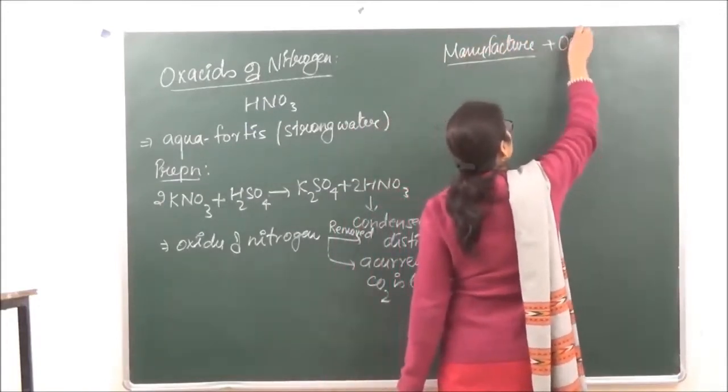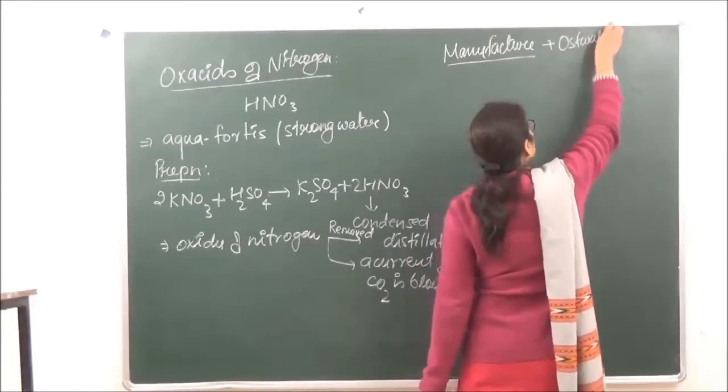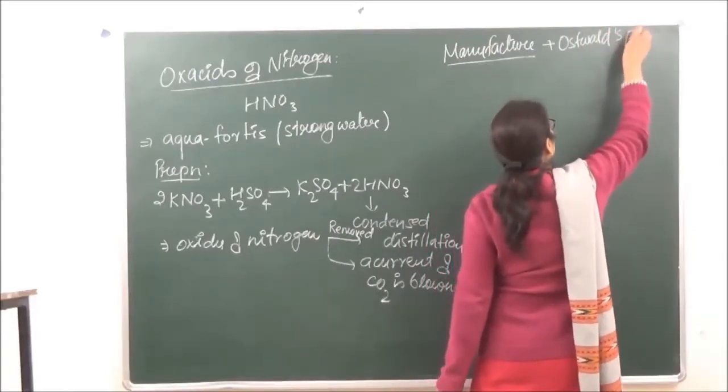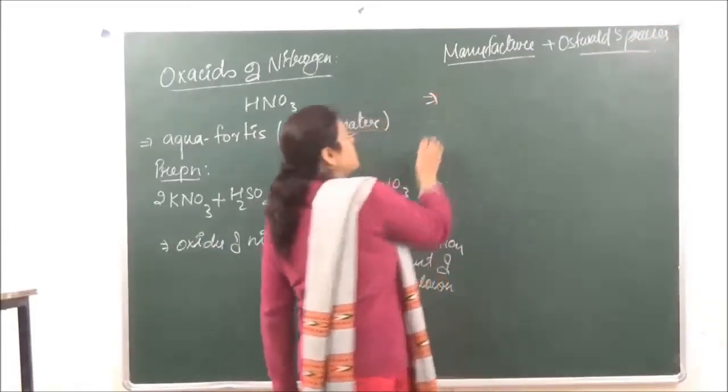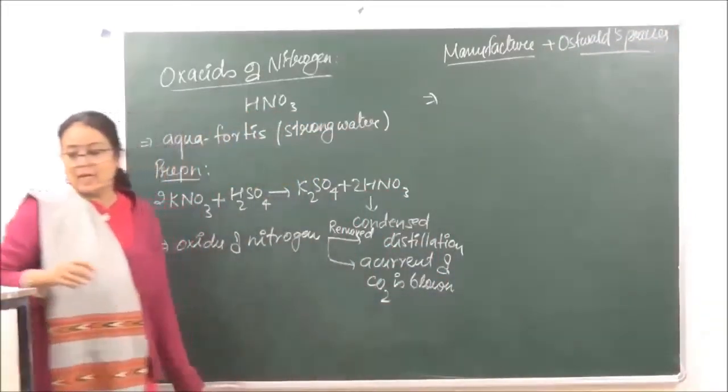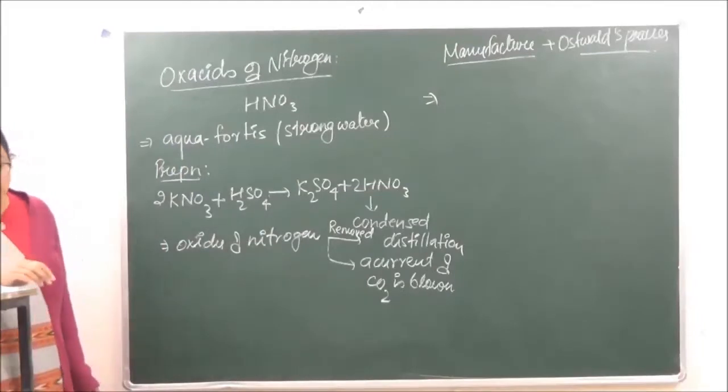The manufacture of nitric acid is done by Ostwald's process. Now in this case, it consists of 3 steps.